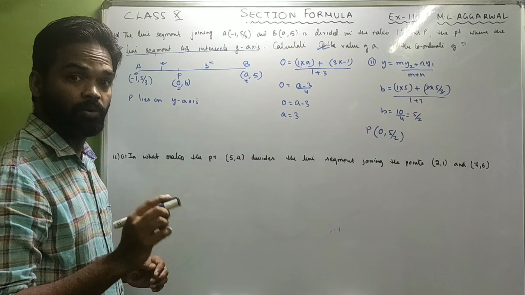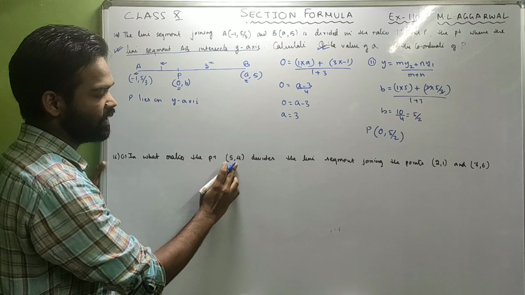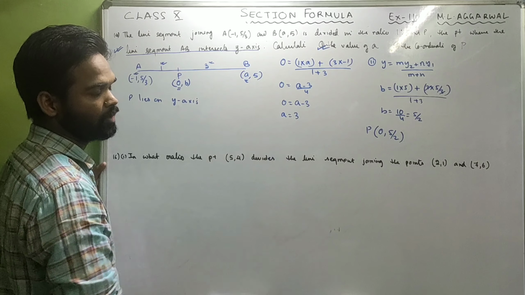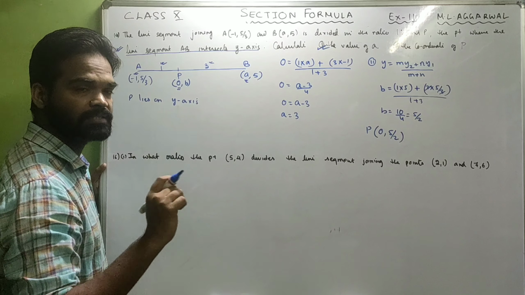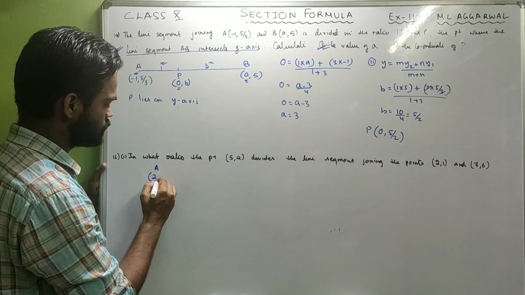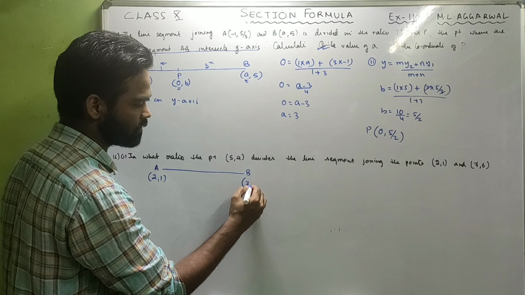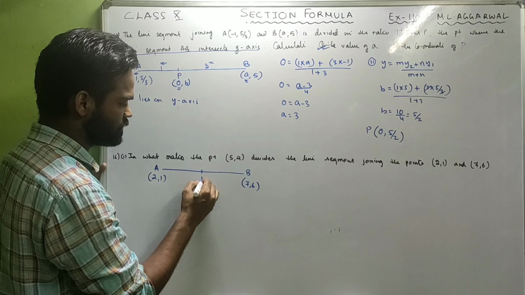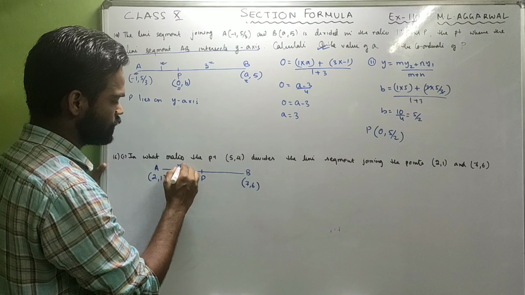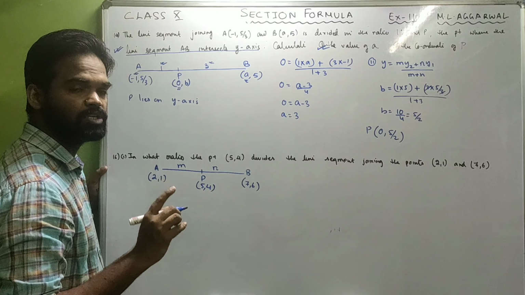Done. Now look at 16 part 1. In what ratio the point 5 comma 4 divides the line segment joining the points 2 comma 1 and 7 comma 6? Very easy. See, there's a point, suppose A 2 comma 1. There's another point B, suppose 7 comma 6. And P divides AB in the ratio m is to n, and the coordinate of P is 5 comma 4. We need to find m is to n.